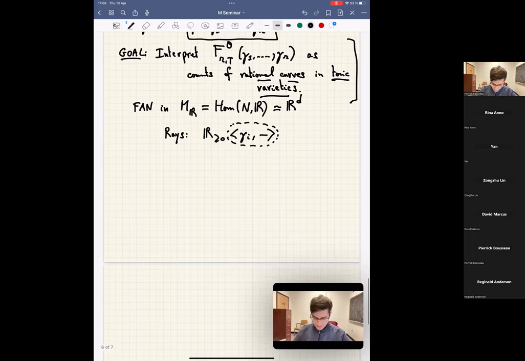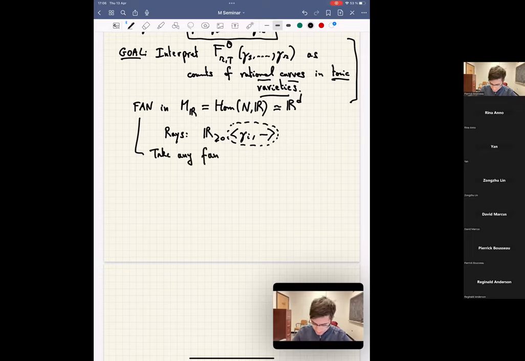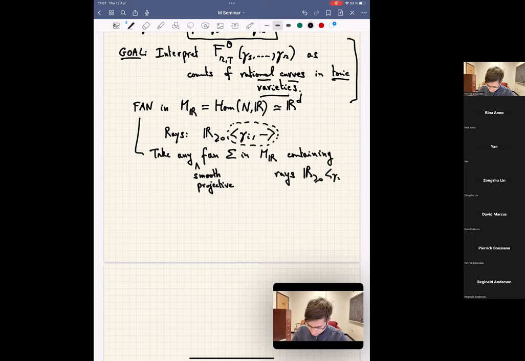And what I'm doing is that I will just take any fan. Take any fan sigma in R, which, let's say for technical reasons, I will always take smooth projective, meaning it corresponds to a smooth projective toric variety, and then containing the rays corresponding to the gamma i's.